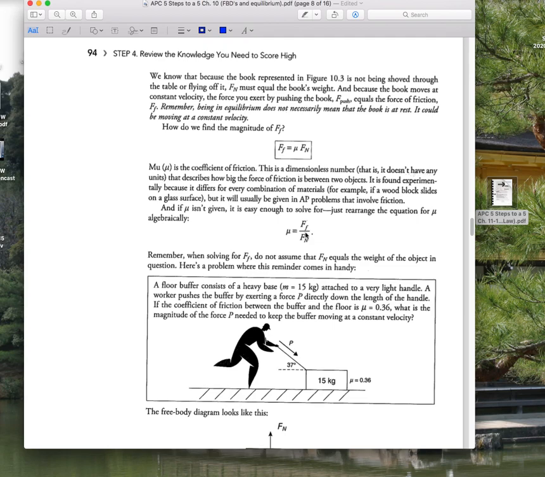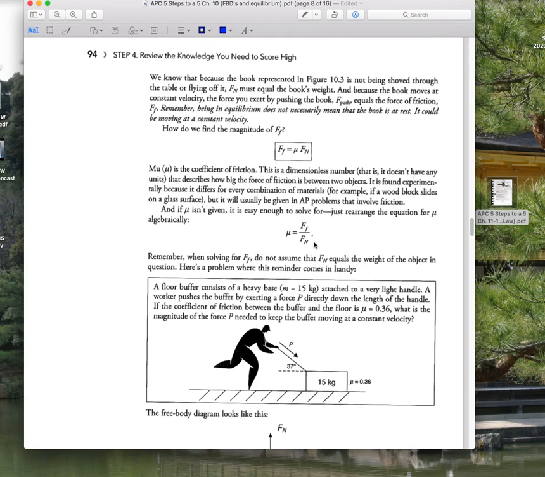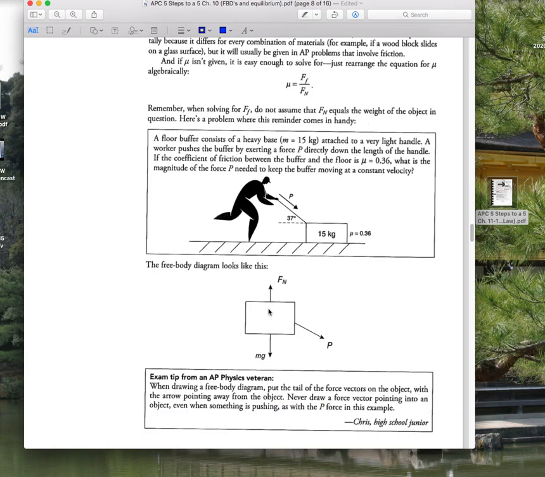Coefficient of friction formula, rearrangement of that. Again, this is a normal force. It may not be equal to an object's weight if something is pushing down or pulling up from a surface. So in this case, they didn't draw this to scale. This normal force should equal the size of this weight downward plus the vertical component of this applied force from the person.